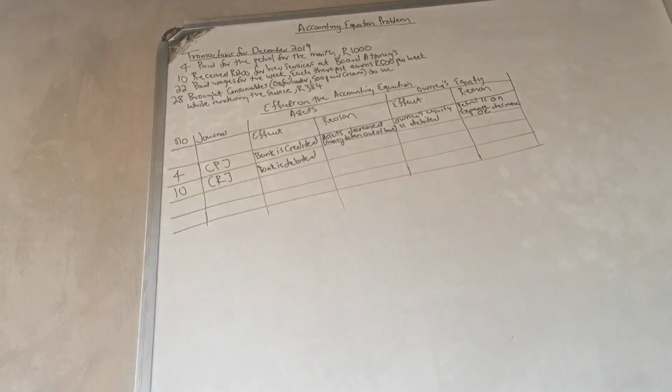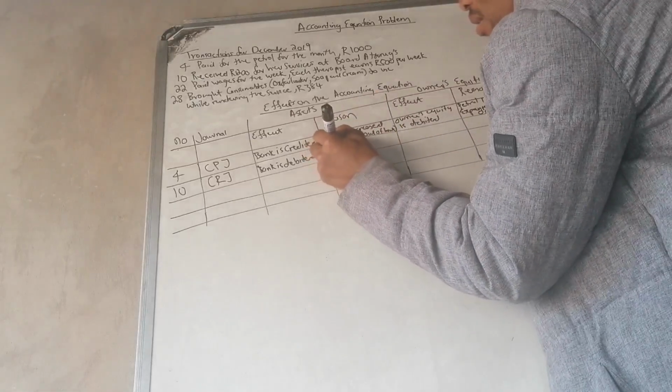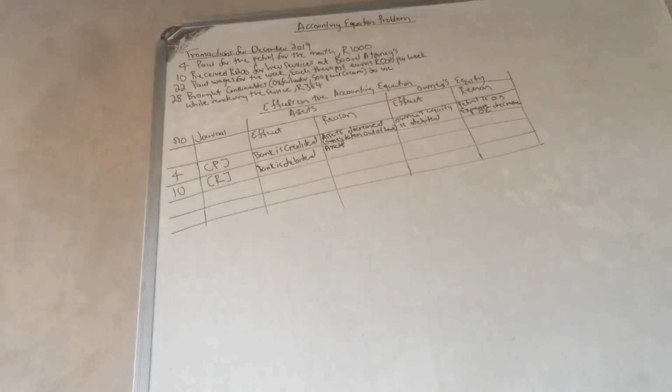We are debiting because this is the amount that is entering the business, and based on the owner's equity, the double entry principle must be applied. Now, what is the reason? What could be a possible reason here? We received 1,200 for her services. Are our assets decreasing or increasing? It is increasing. Our assets are increasing, because money is an asset.